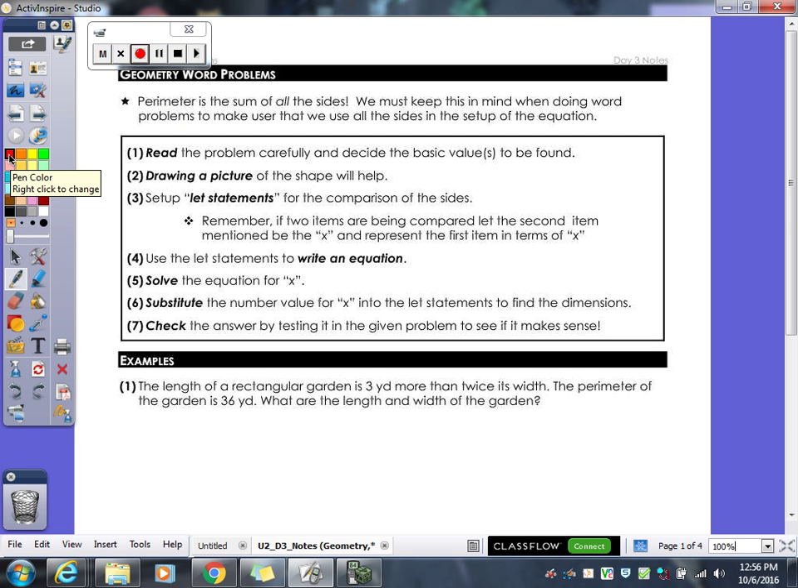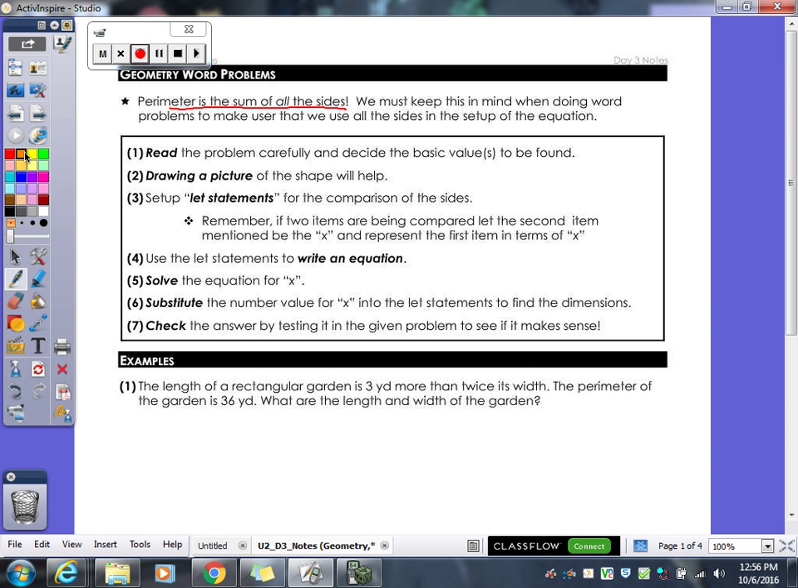So what we're doing today is our geometry word problems. You have to remember that with our geometry word problems, we're dealing with perimeter. And I reminded you up here, perimeter just means you have to add up all of your sides. So no matter how many sides you have, you're adding all of them up. If you have a pentagon, you're adding all 5 sides. If you have a triangle, you're adding all 3 sides.